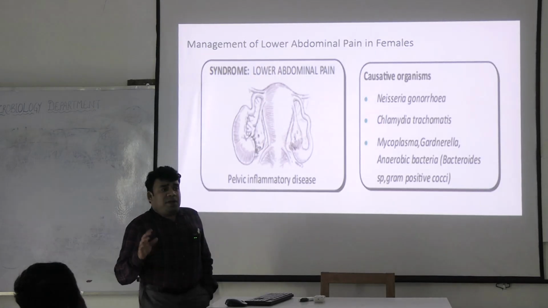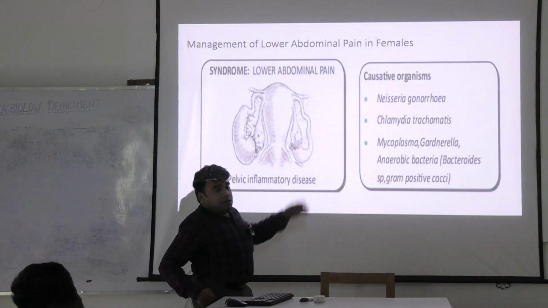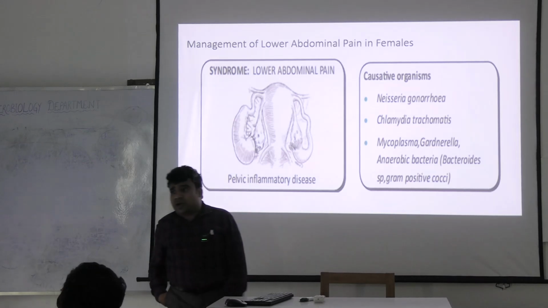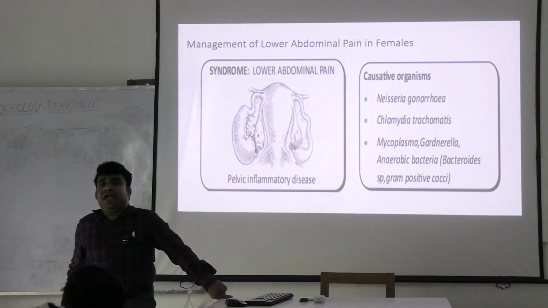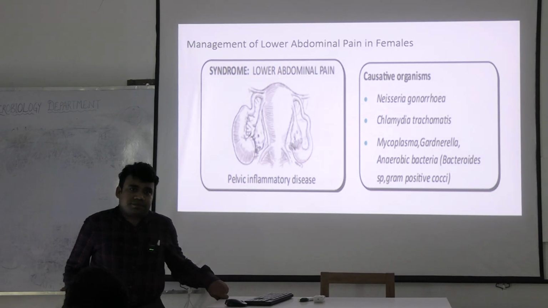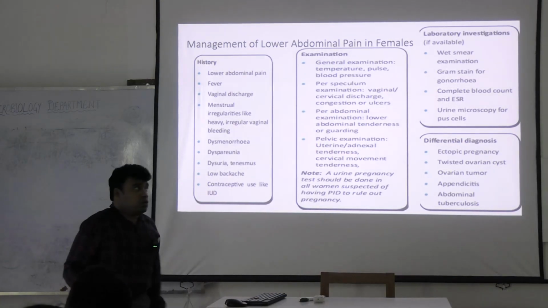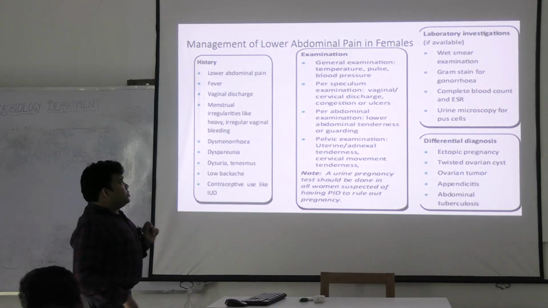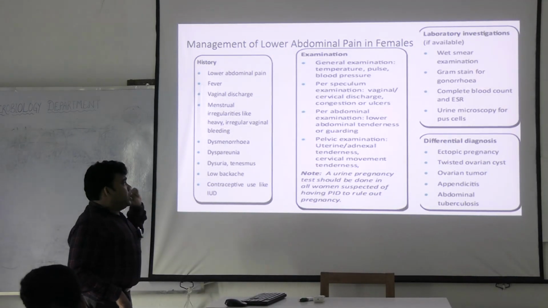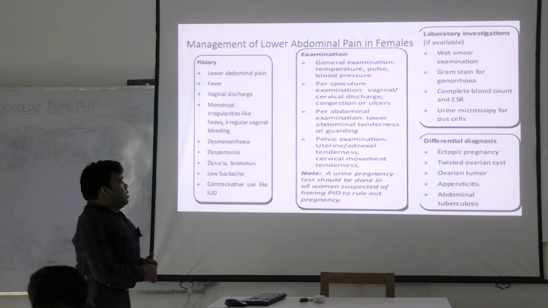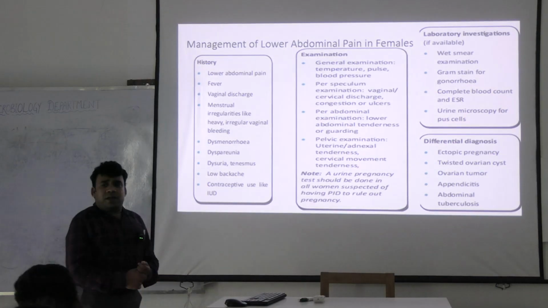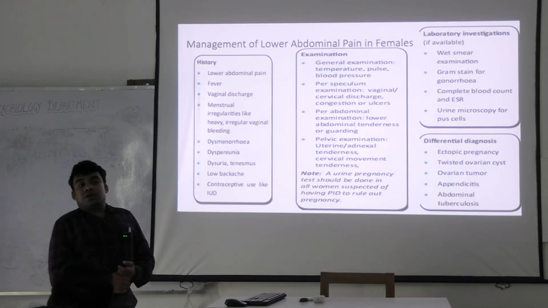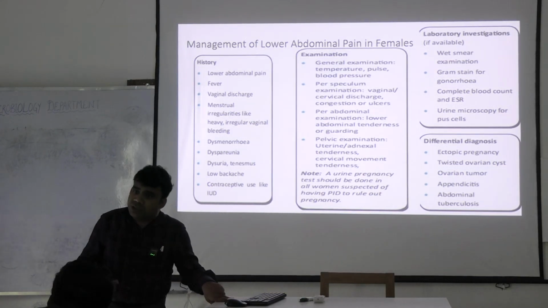Now, generally, pelvic inflammatory disease is caused by gonorrhea or chlamydia or mycoplasma, gardnerella and commonly anaerobic bacteria. Now, what history do you need to look at? First is lower abdominal pain, fever, cervical or vaginal discharge, menstrual irregularity, dysmenorrhea, dyspareunia, dysuria, tenesmus, low back pain, and most importantly, you have to get the history of contraception.